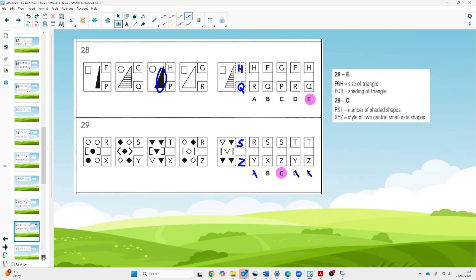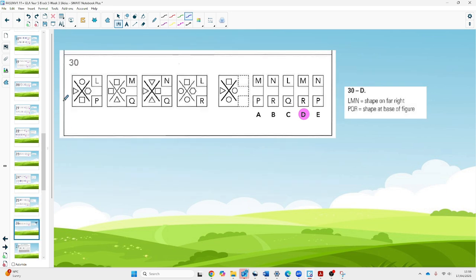Moving on then to question 30. This is the last one of this particular section. We've got L, M and N. This is the shape on the far right. So if we look at this shape here, hexagon is the L, the circle is the M, the square is the N, and the hexagon is the L. We need a circle, so we know we need an M at the top.